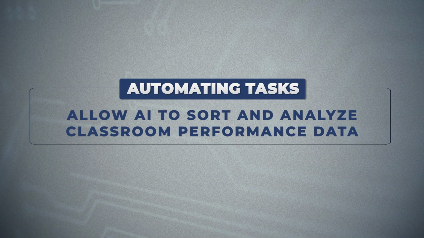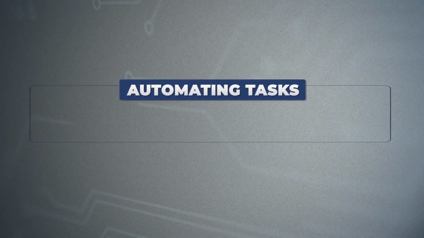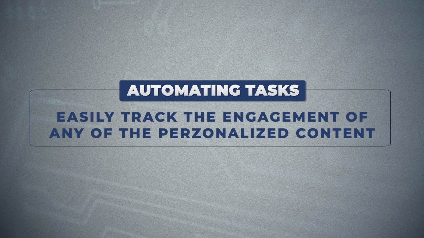Another way that we can use AI is by allowing it to sort and analyze classroom performance data. AI tools like Google Classroom can do the heavy lifting for you. You can identify students that need extra help, keep track of them, and tailor your approach accordingly. You can also automate and easily track the engagement of any of the personalized content you give to your students. Using these tools are going to make you feel more prepared, perhaps a little bit refreshed, and definitely enlightened on how to support and guide your students more.